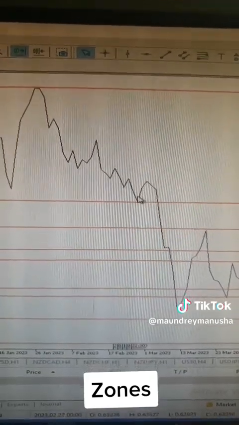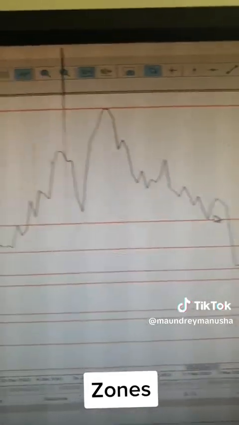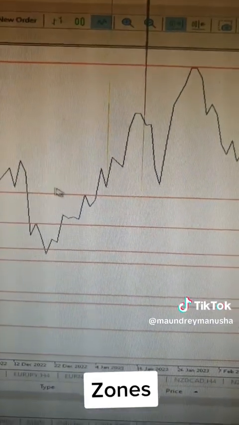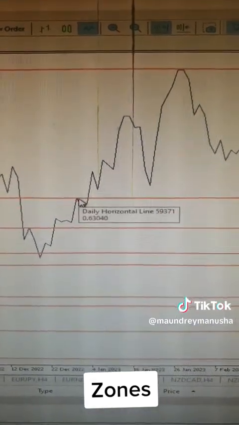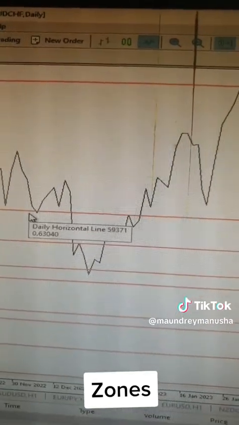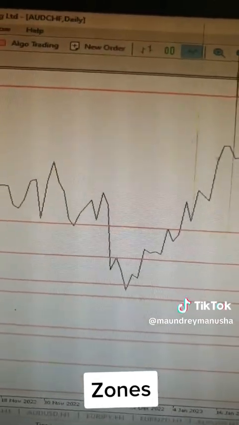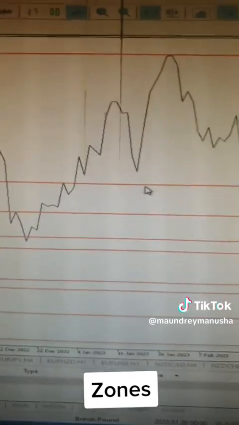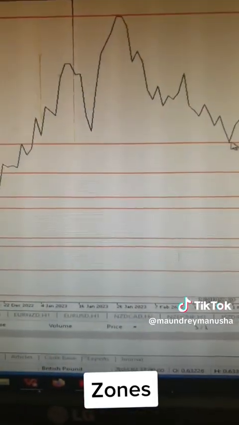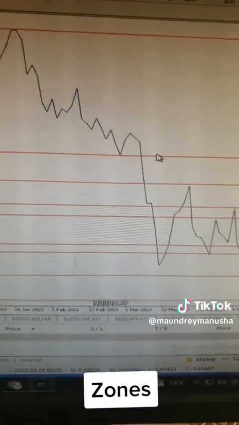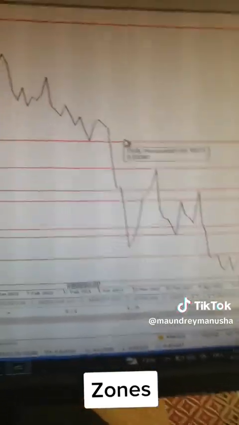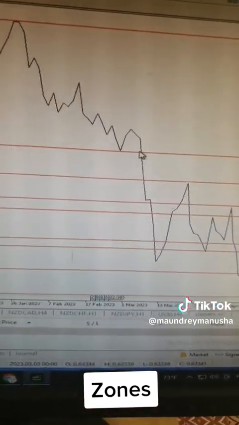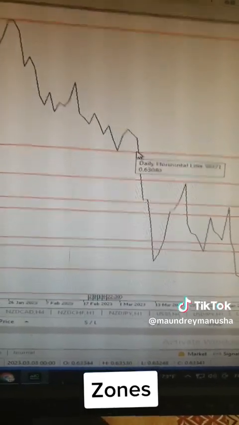For example, here it acts as a support. You go back in time, here it acted as a resistance. You go back, here it acted as a support, and so forth and so forth. So this means this is a very important price level. So what's going to happen in the future? Whenever price reaches this zone again, it's going to react more or less in the same way.